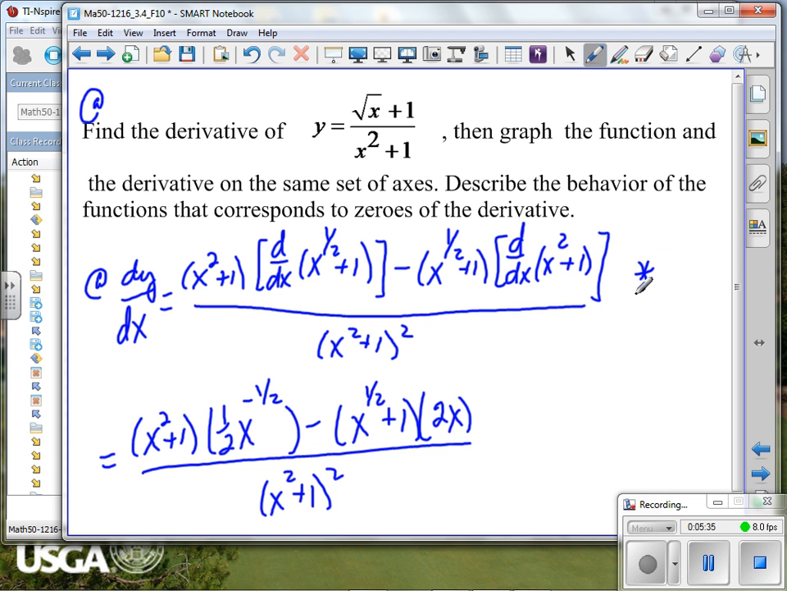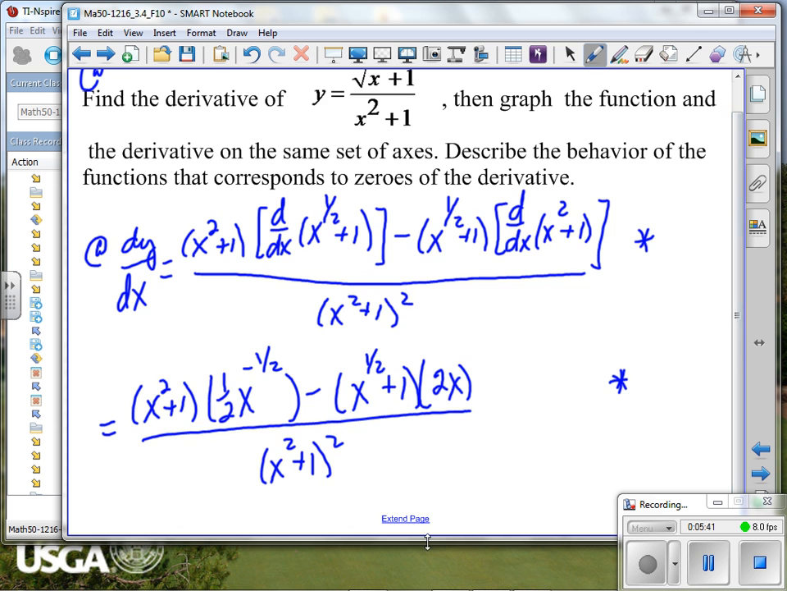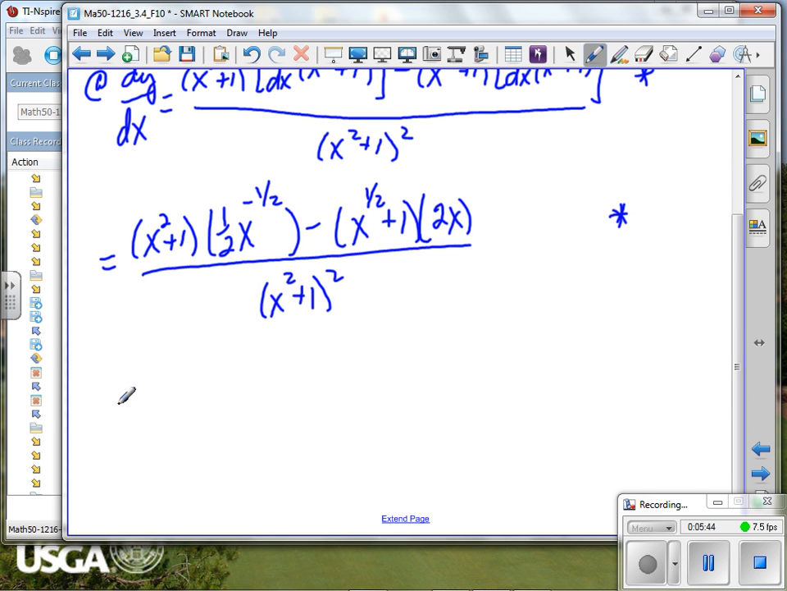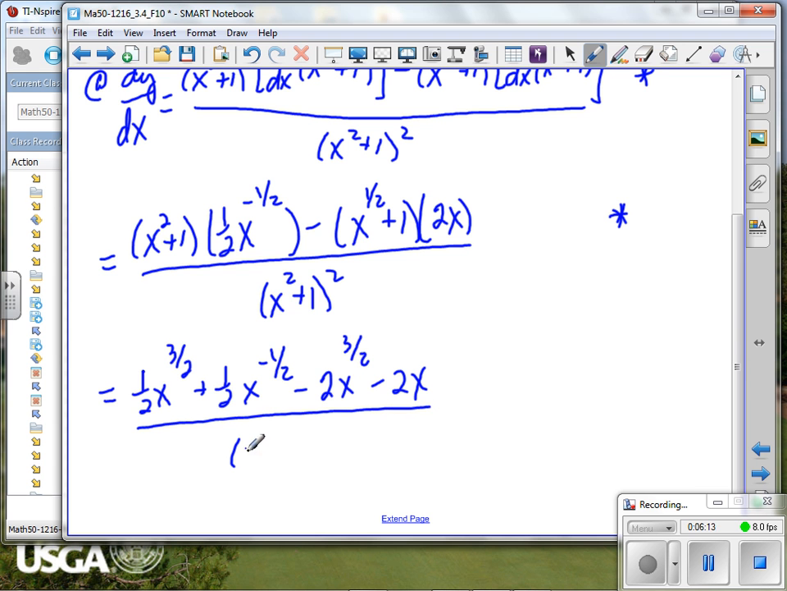So you show me the derivatives you plan to take, and then you take the derivatives, and then of course you're going to try and do at least 2 steps of algebra. If we do that, we'd have 1/2 x to the 3/2 plus 1/2 x to the negative 1/2, and work the negatives carefully. I've got here 2x to the 3/2 minus 2x, all of it divided by x squared plus 1, quantity squared.